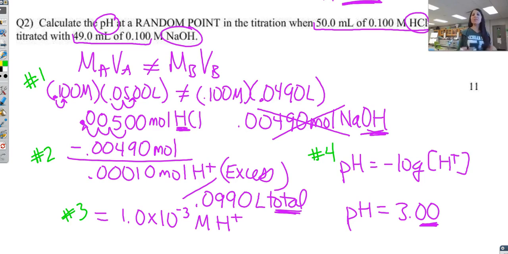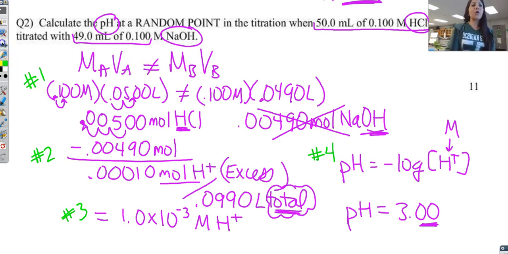Step 3 is, what's my new molarity of my acid? Because when you go to calculate pH, this is in molarity, not moles. So I take my moles that I figured out here and divide by my total volume. Okay, so you want to make sure you're adding your 2 volumes together. That gives me my new molarity. You simply negative log it, and that gives you what your pH is.